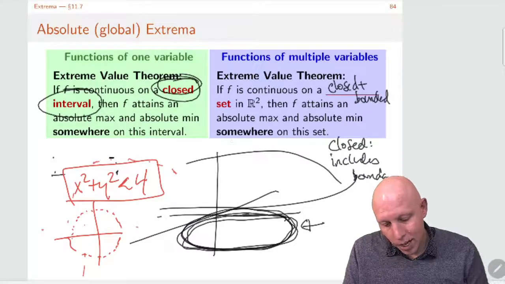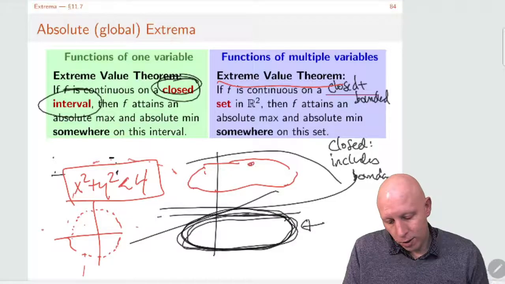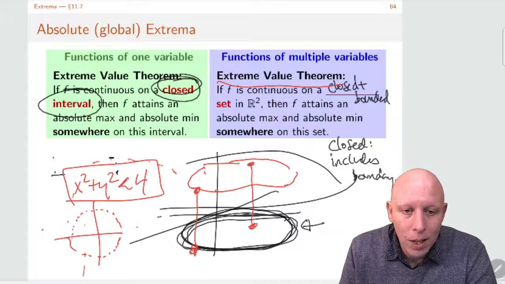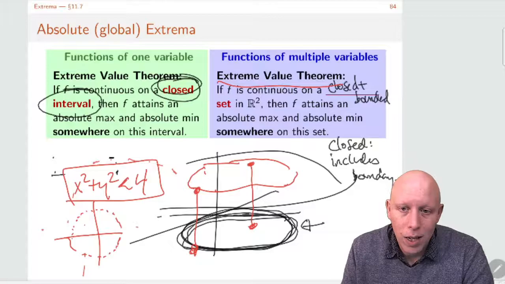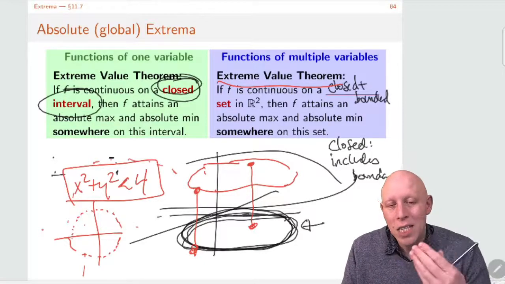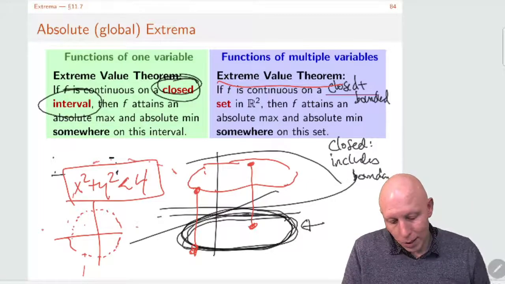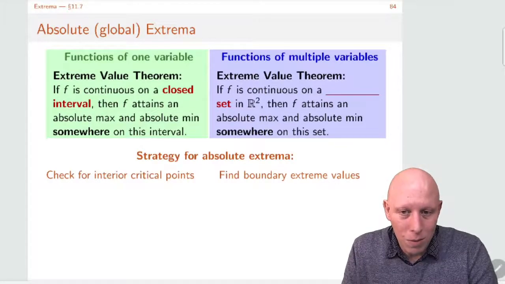And so what this extreme value theorem says is that somewhere on this set, the function has a maximum, and somewhere on this set, you have a minimum. The absolute maximum, absolute minimum. Last time, we were talking about these relative or local minima and maxima. And this time we're talking about when are we guaranteed that a function has an absolute minimum or an absolute maximum?